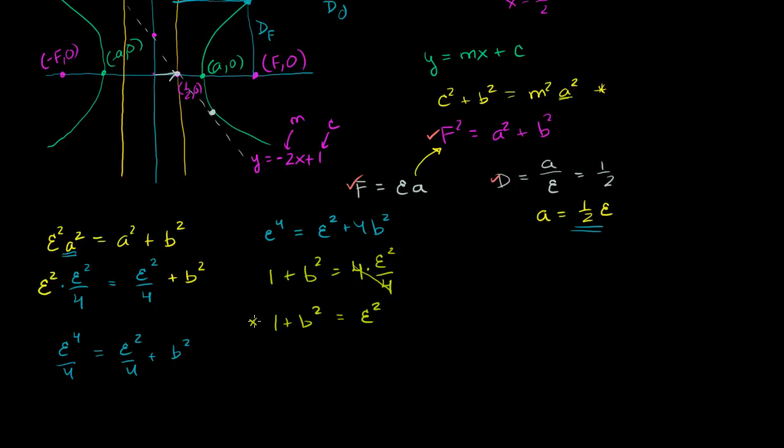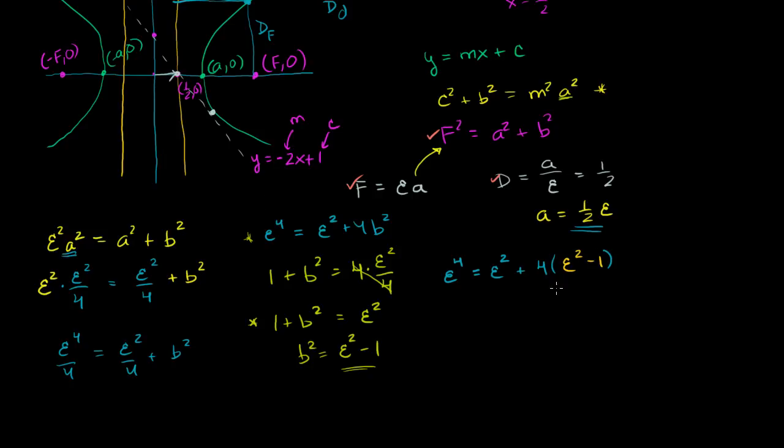We really only have 2 equations now, and we have 2 unknowns. So in theory, we should be able to solve for the eccentricity now. So we have this. Let's just solve for b squared. So we get b squared is equal to the eccentricity squared minus 1. And then we can substitute this back in for b squared and see if we can actually solve for the eccentricity. So then this expression up here is, we have the eccentricity to the fourth is equal to the eccentricity squared plus 4 times b squared, which is the eccentricity squared minus 1.